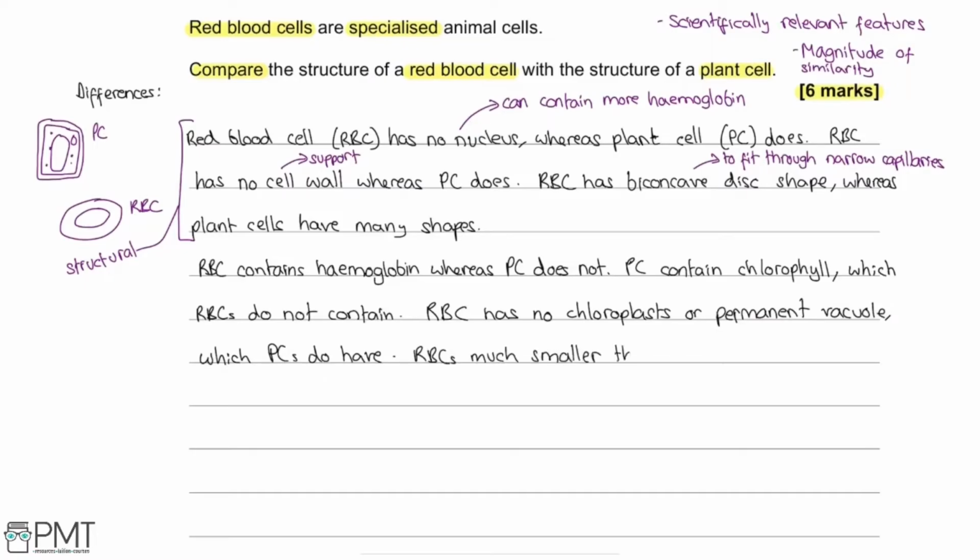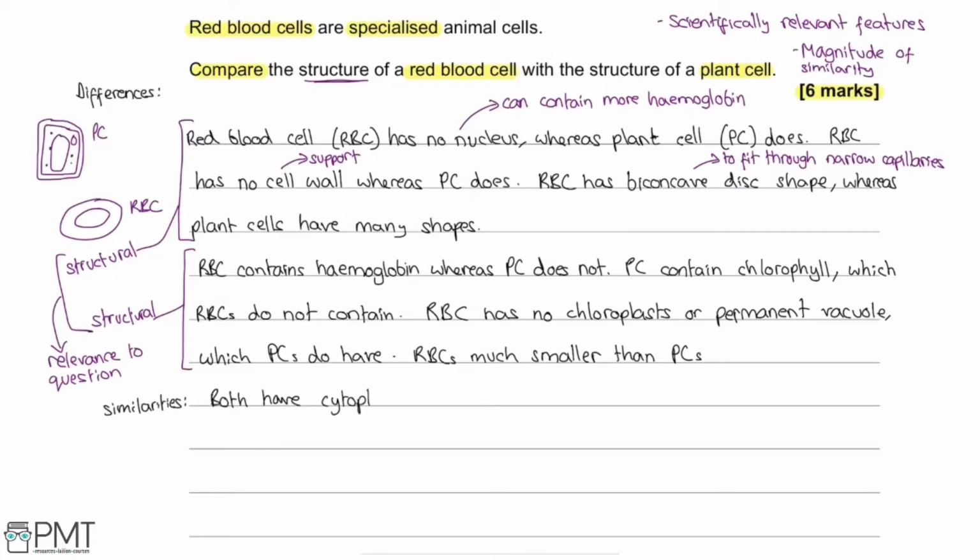Lastly, you can make a comment on the overall size difference, so red blood cells are much smaller than plant cells. And note that all of the points we've made so far have stayed relevant to the question because we're just talking about the structural features. Now we can move on to talking about some of the similarities.